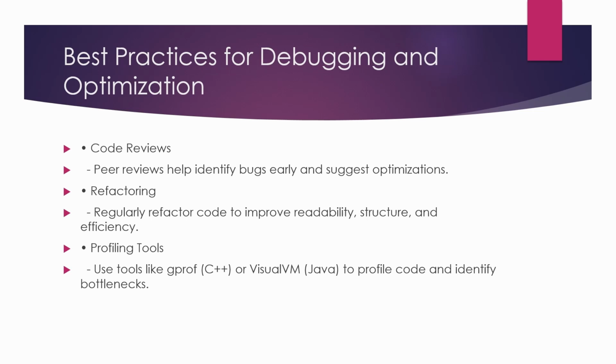Here are some best practices. Code reviews are one of the most effective ways to identify bugs early and suggest optimizations. Refactoring is another important practice: regularly revising your code to improve its structure and efficiency. Finally, profiling tools like gprof or VisualVM can help identify bottlenecks and optimize your code further.